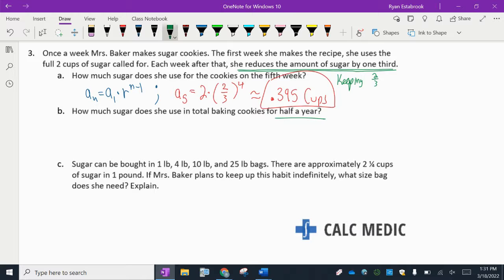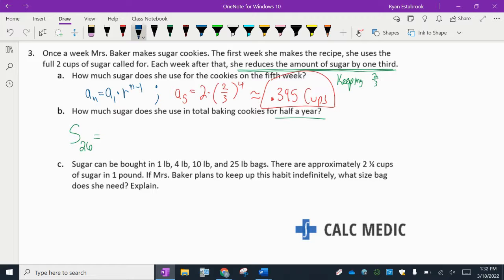So in half a year, how many times did she make the cookies? 26? 52 weeks in a year. Half of that is 26. How do you know that? I thought there was 52 weeks in the year. Yeah, how do you know? 365 days in a year. Did you know that one? I know how many days. Yeah, I didn't know how many weeks. Yeah, I just knew days. Oh my. Okay.